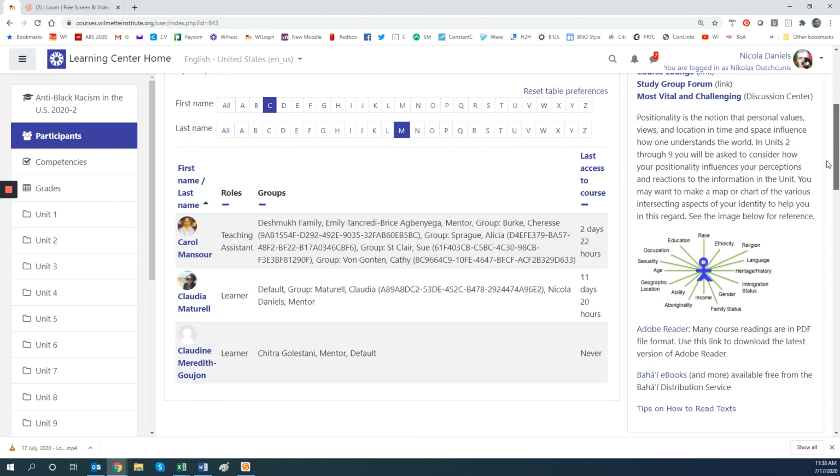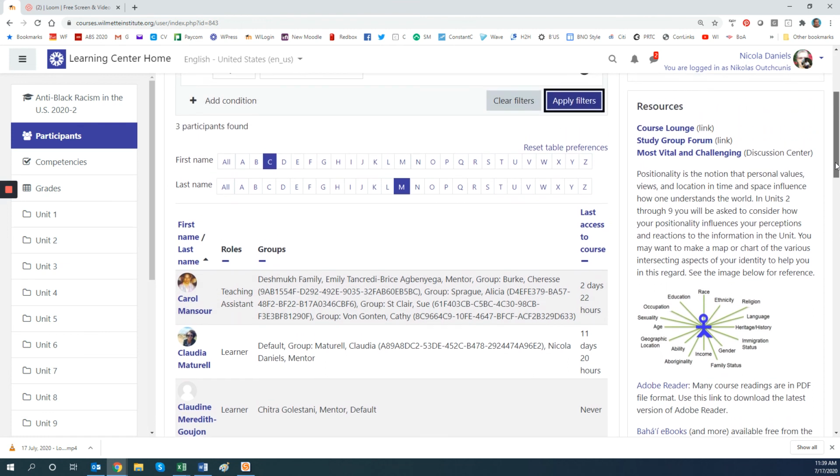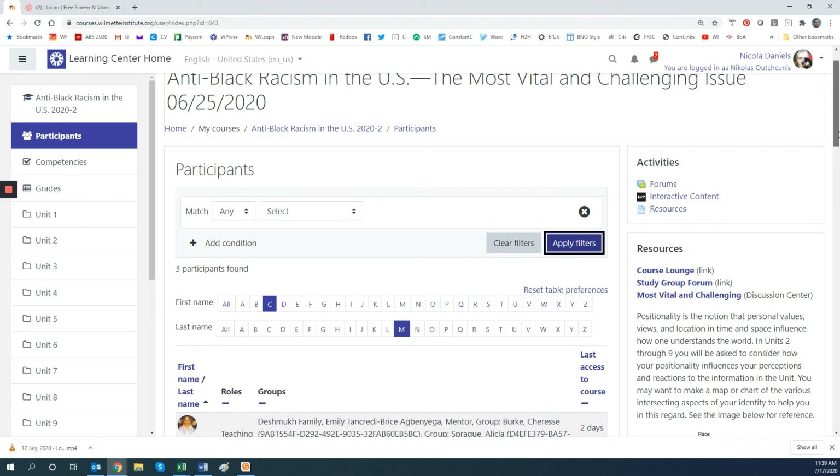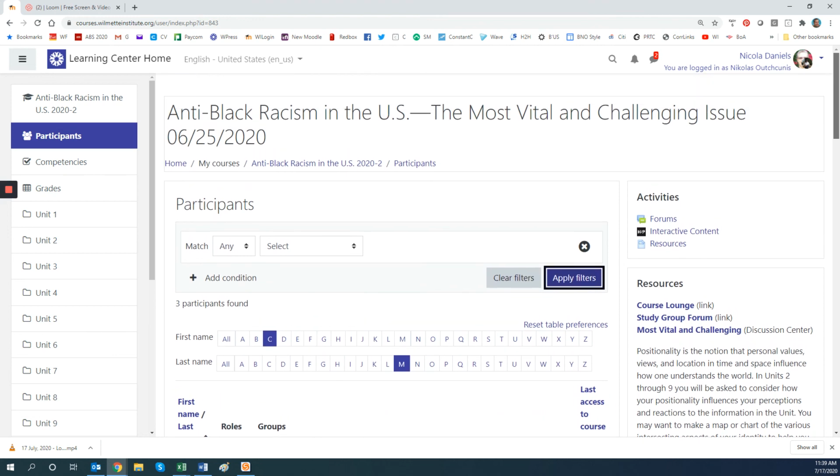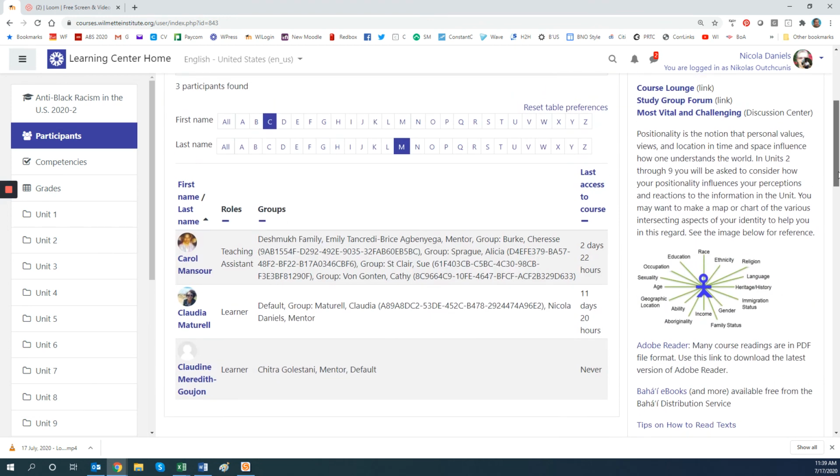And there we go. So we have 3 people with the first name beginning with C and the last name beginning with M. And you can find Carol is among it. It's not too hard to find a person by their first and last initials. It's usually just a few people in that situation.